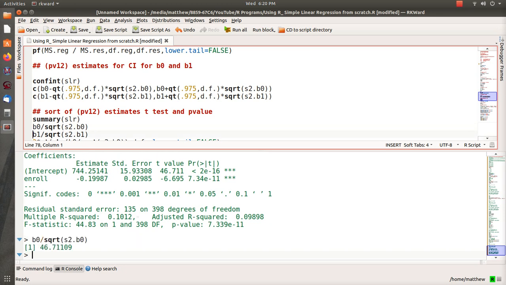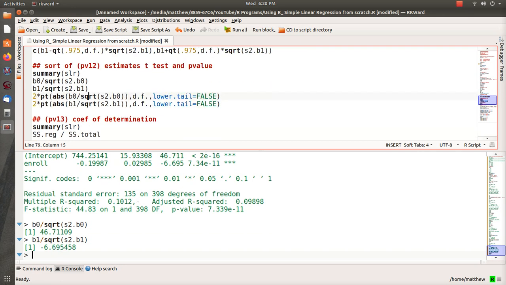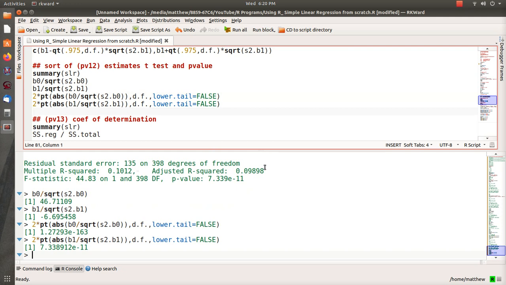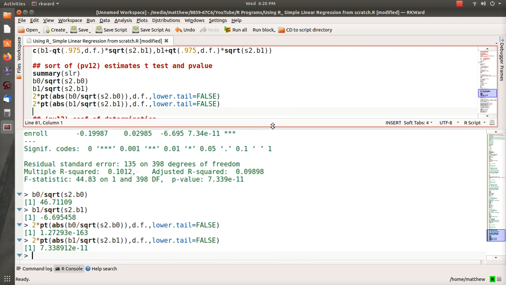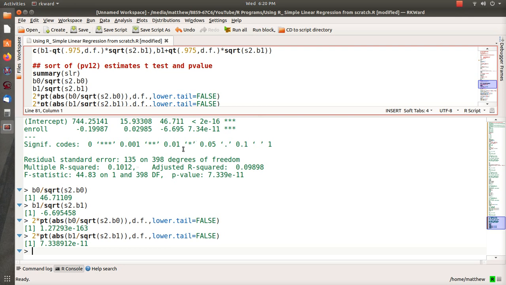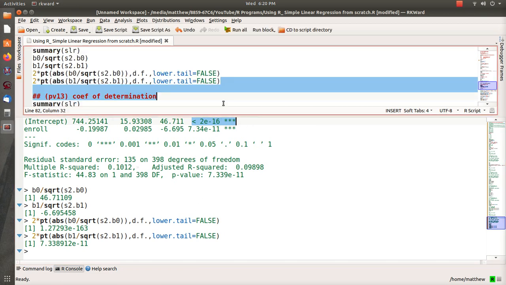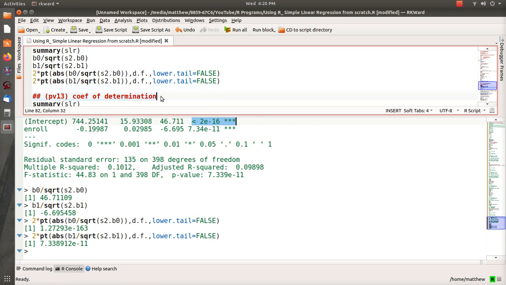So if we look at the beta 0 divided by its standard error, 4671, 4671. So let's do it for beta 1, minus 6.69. It's the same. Now if we look at the p-values, notice the second one is 100% the same, and really this one is so small that when you're so close to zero, it's kind of hard to have significant digits that are the same.